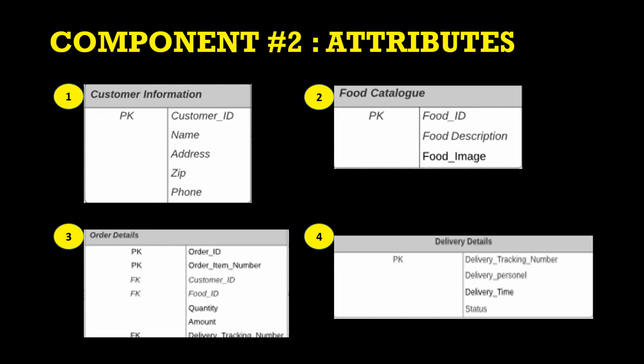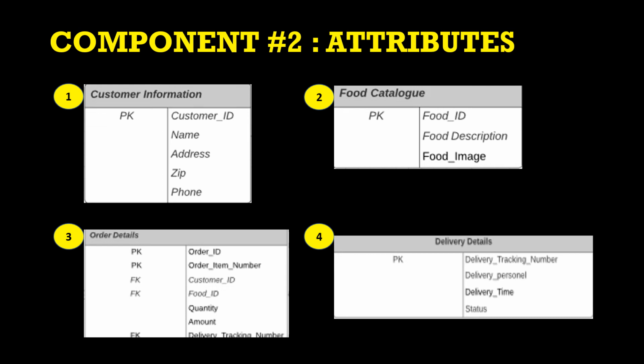In this table, you can also see 3 foreign keys which provide linkage to other tables. Customer ID is a link to customer information table, food ID is a link to food catalog table, and delivery tracking number is a link to delivery details table. Lastly, delivery details table which contains the information related to delivery like who is doing delivery, delivery time and the status which would be updated once delivery is completed.